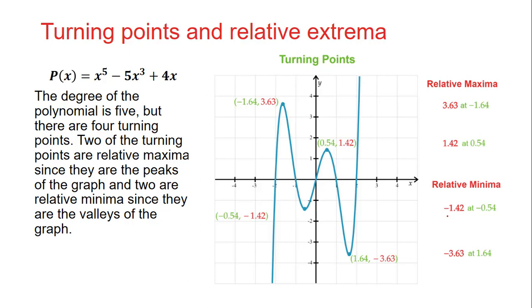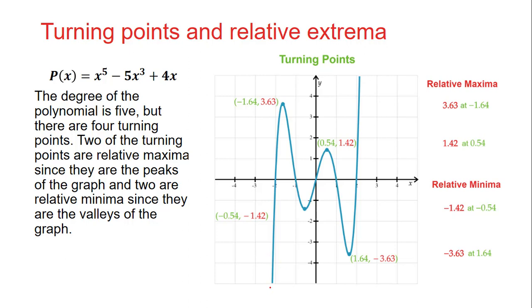So I have the graph of p of x equals x to the 5 minus 5x cubed plus 4x on the screen. The degree of the polynomial is 5, but there are 4 turning points. 2 of them are relative maxima, since they are peaks of the graph, and 2 are relative minima, since they are the valleys of the graph.